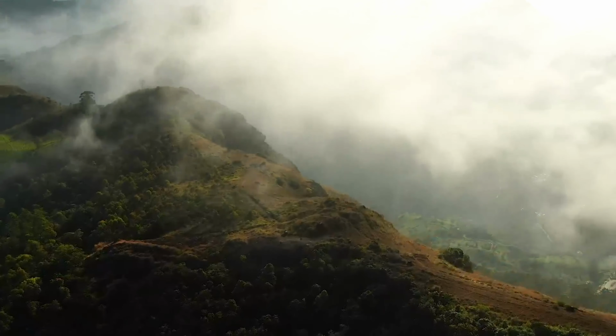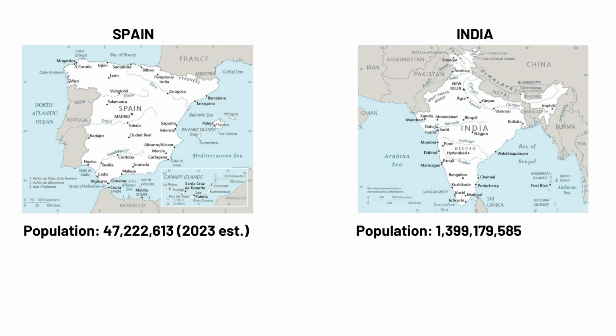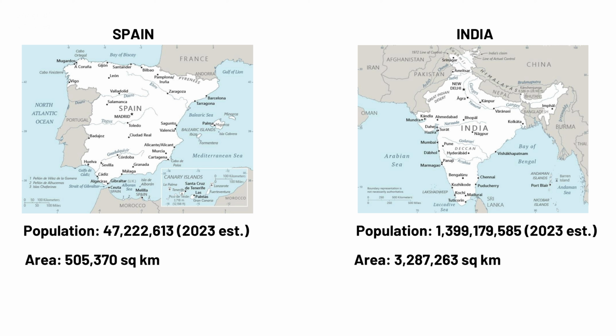Today I am going to talk about India's physical geography and its influence on people and places. Let's take a look at Spain and India. Let's see the comparison. Spain has a population of more than 47 million, and India has a population of 1.4 billion. In terms of area, India is 6 times larger than Spain.